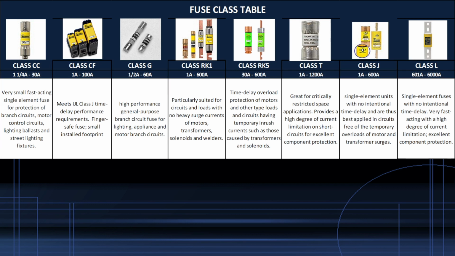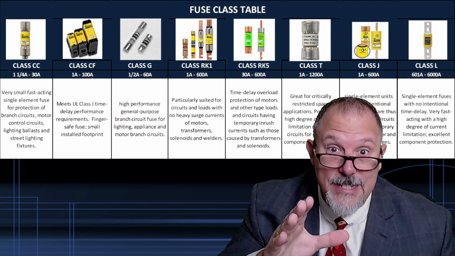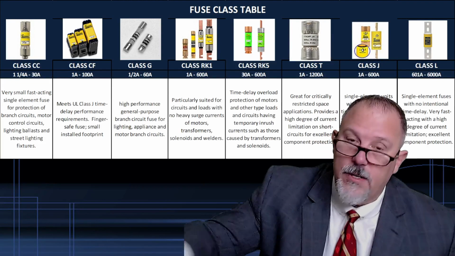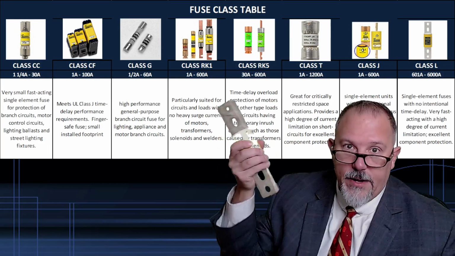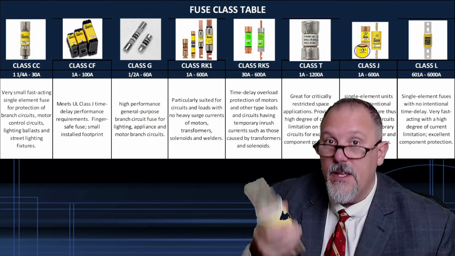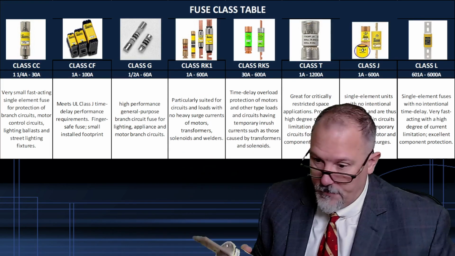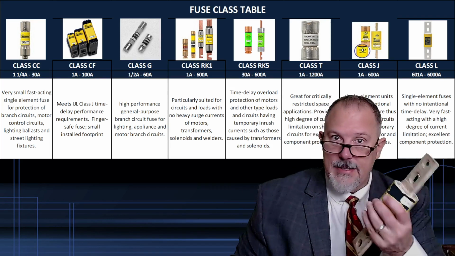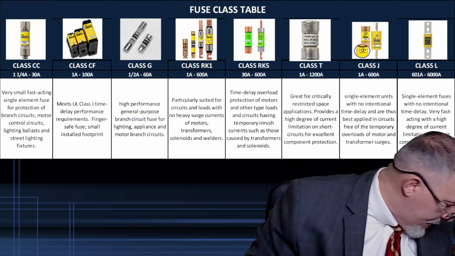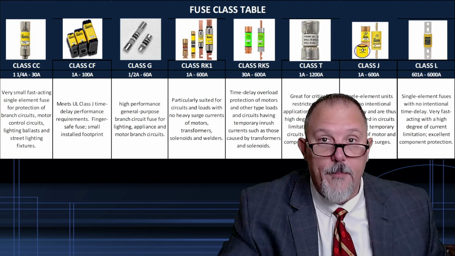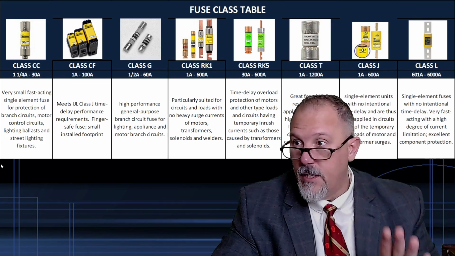All right, and your Class Ls, L is for large, and those are your big boys and girls. They go from 601 amps up to 6,000 amps. This one here is a Class L. This is a 1200 amp fuse. And remember, you need three of these. In a three-phase system, I need 1, 2, 3. Three of these. All right, nice, heavy, substantial device. You don't want to drop it on your toe. Just saying, not that I've done that.